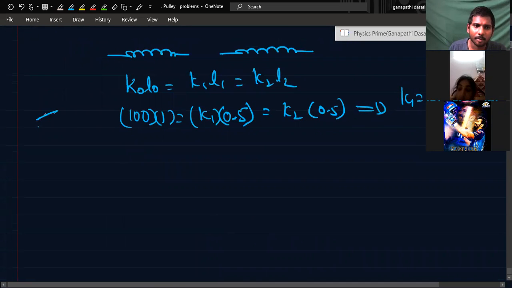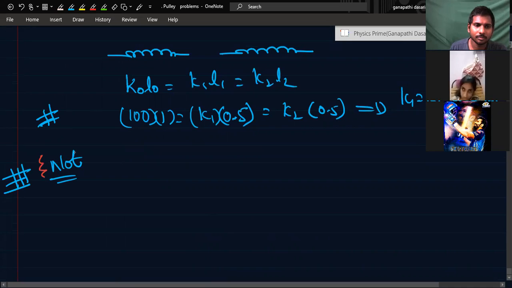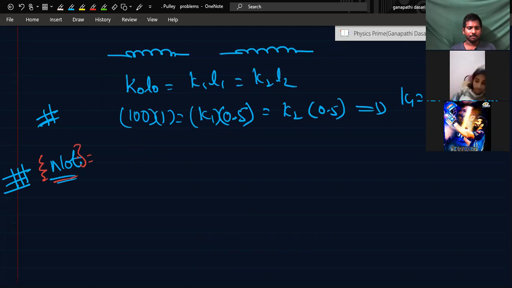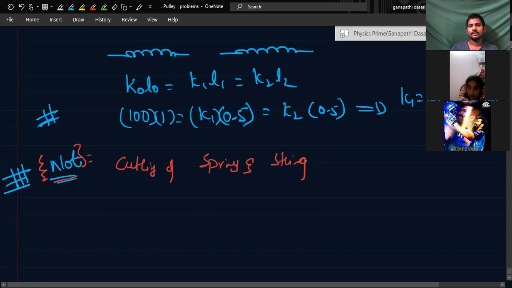That is one important point you need to know. Then another very important conclusion, another note point. I'll dictate, you can write down. Cutting of spring and string in a given system.